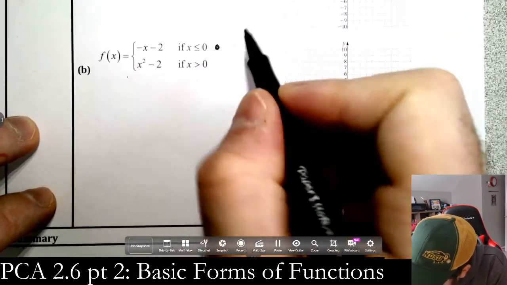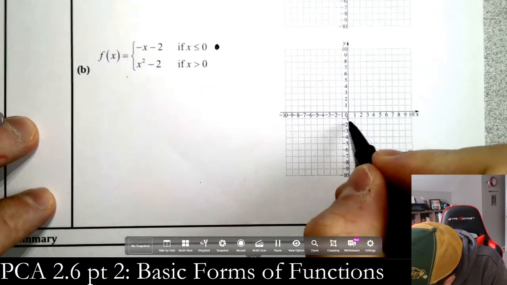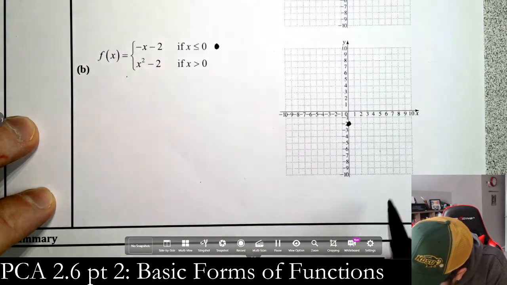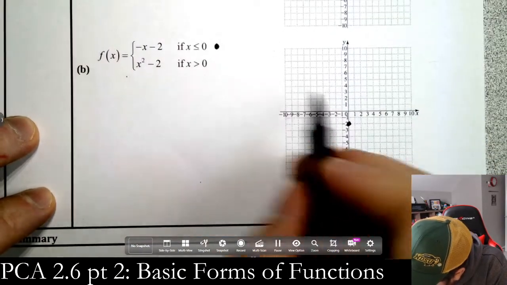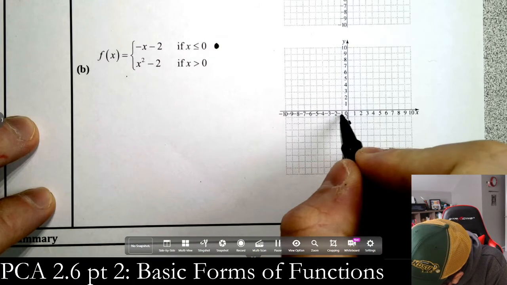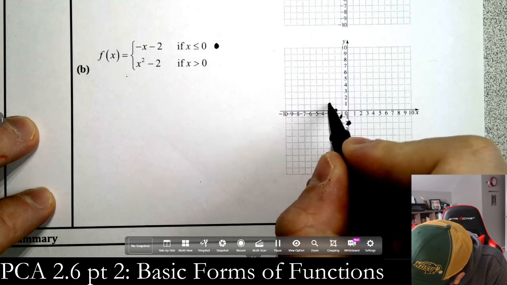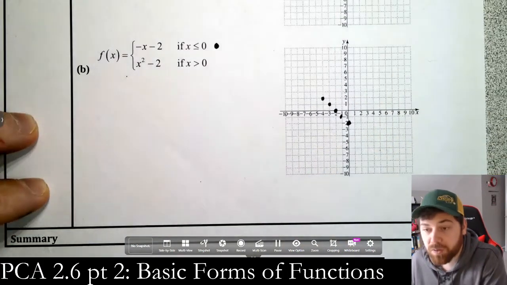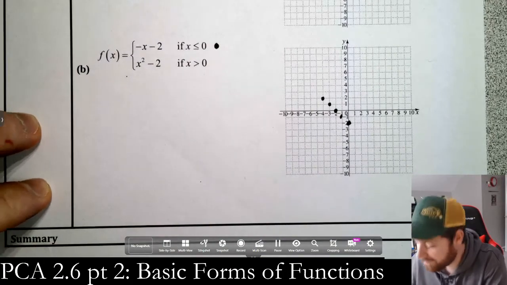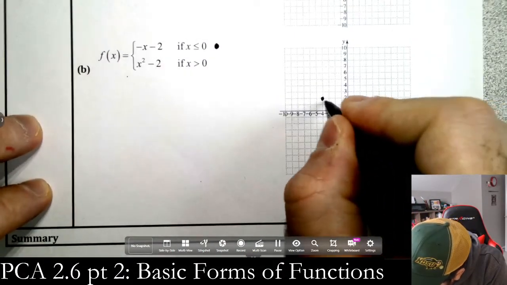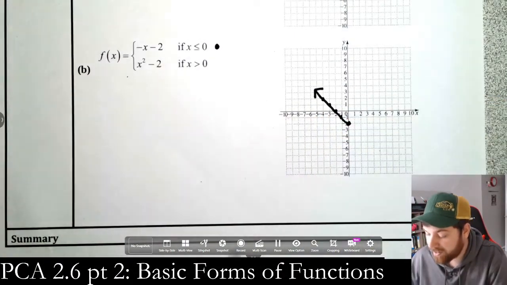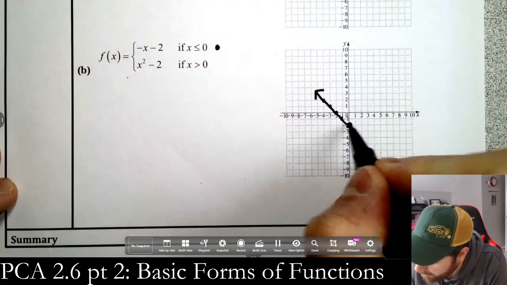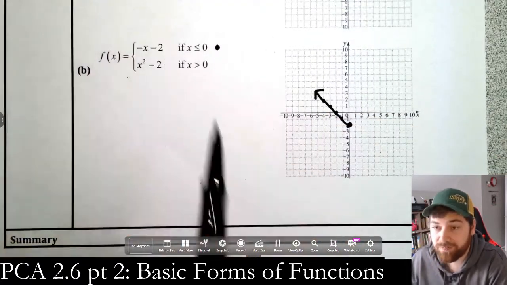I'll put a little circle here. So negative 2 is our y-intercept, and we go down, but x is negative, and so we're going to go ahead and go up here. So up 1 over 1, up 1 over 1, up 1 over 1, up 1 over 1. It's the same slope as going down 1, right 1. And so we graph this line, and that is our left side. And we want it filled in at 0 because at 0 it is this function.